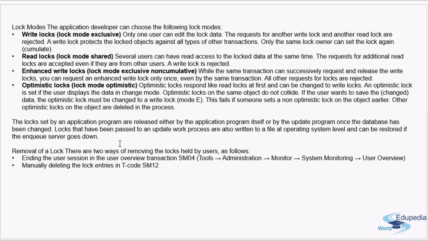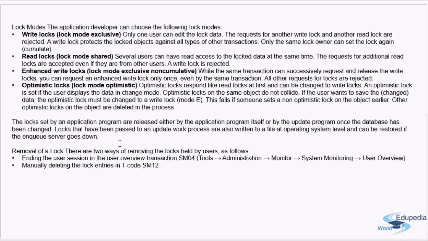The locks set by an application program are released either by the application program itself or by the update program once the database has been changed. Locks that have been passed to an update work process are also written to a file at the operating system level and can be restored if the enqueue server goes down.